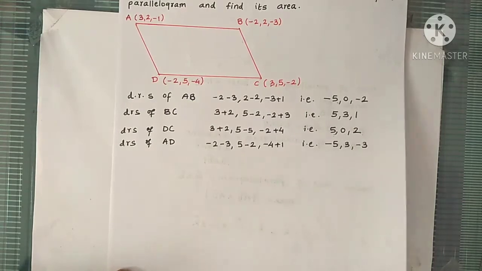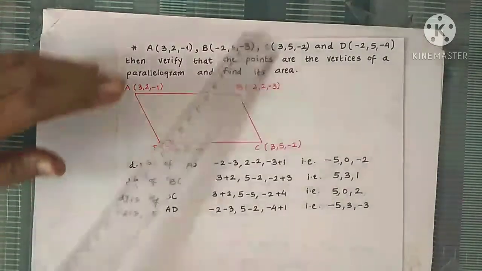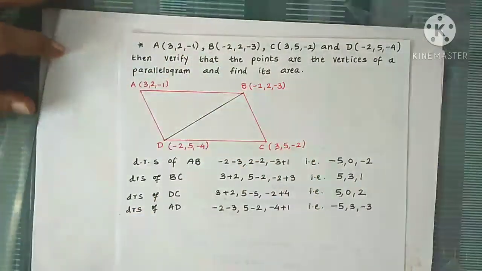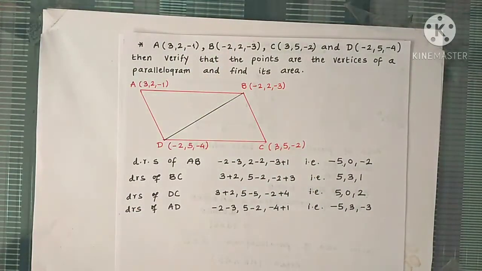Let's see that. First of all, if we join B and D, then this quadrilateral, as it is not a parallelogram, can be divided into two triangles. So we can find the area of each triangle and add those areas to find the area of the quadrilateral. Let's keep this question aside. First let's find the formula for area of the triangle, and then we will come back to this question and find the area of the quadrilateral.